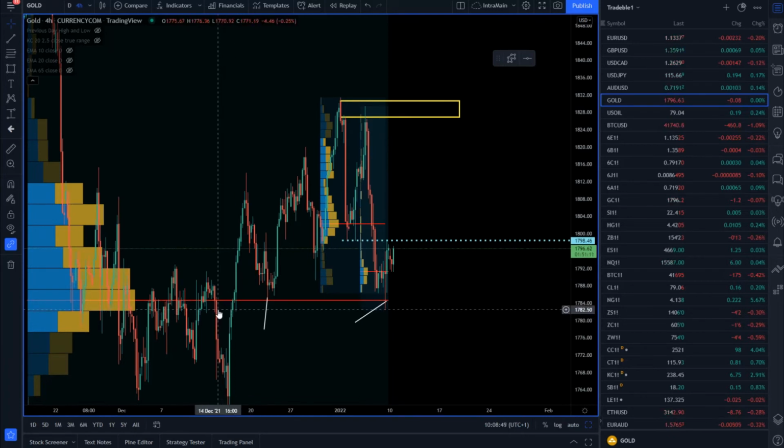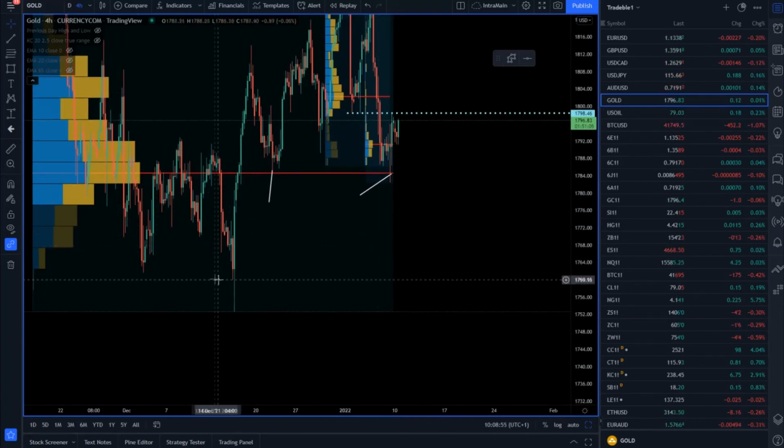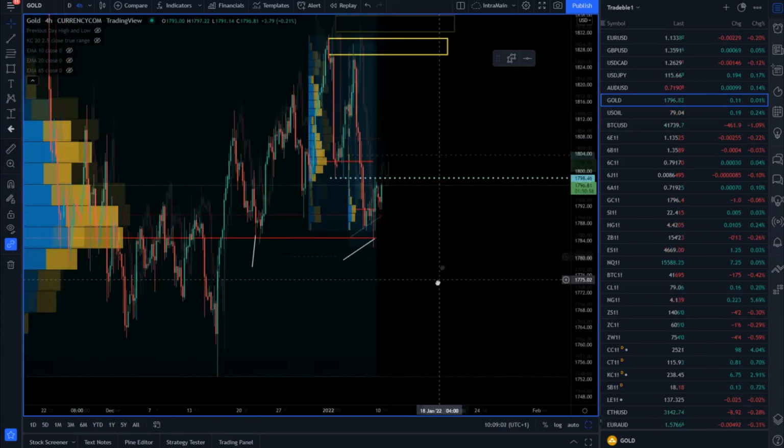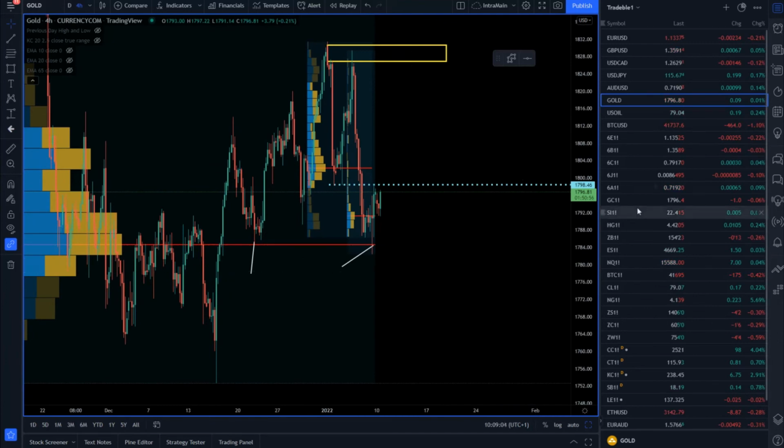Obviously, key support is at around 1782. Anything meaningful below 1782 can lead us towards this pin bar low on 1760 or even 1752. We are much closer now to this key resistance versus the key support. So watch for eventual breakout.